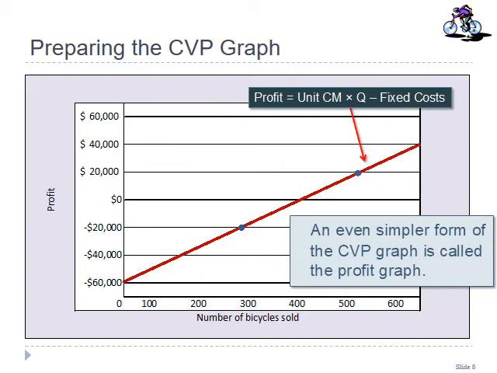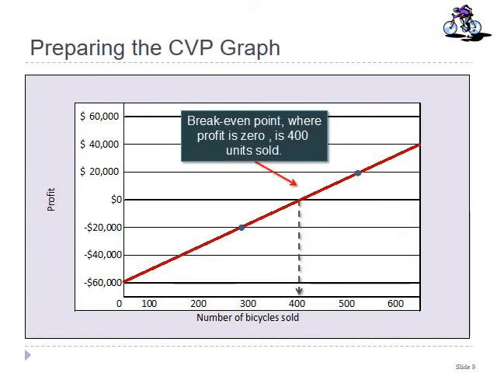If you want to prepare the CVP graph in a simpler manner, then just do one thing. You plot two profit points, or maybe loss points, and then connect them with a straight line. So here it is, the profit line. We just connect the 300 bicycles point, which would be a profit, and our 500, which would be a profit. We just convert it into a straight line here. So that is our simpler CVP graph.